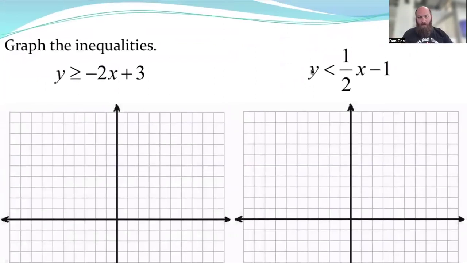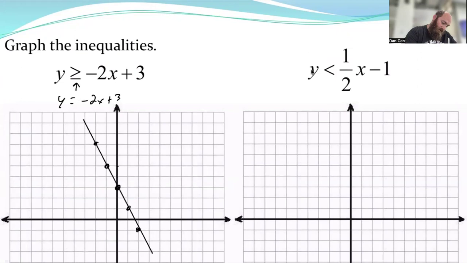Here's how our basic setup is going to start. If I do this as y is greater than or equal to negative 2x plus 3, I treat it like the equation negative 2x plus 3, meaning I do my y-intercept, which is a positive 3 in this case, negative 2 for my rise over run, so that's up to the left one, down to the right one, and so on. With this graph, because it's greater than or equal to, our rule here is going to be a solid line. So if it's less than or equal to or greater than or equal to, it's a solid line.